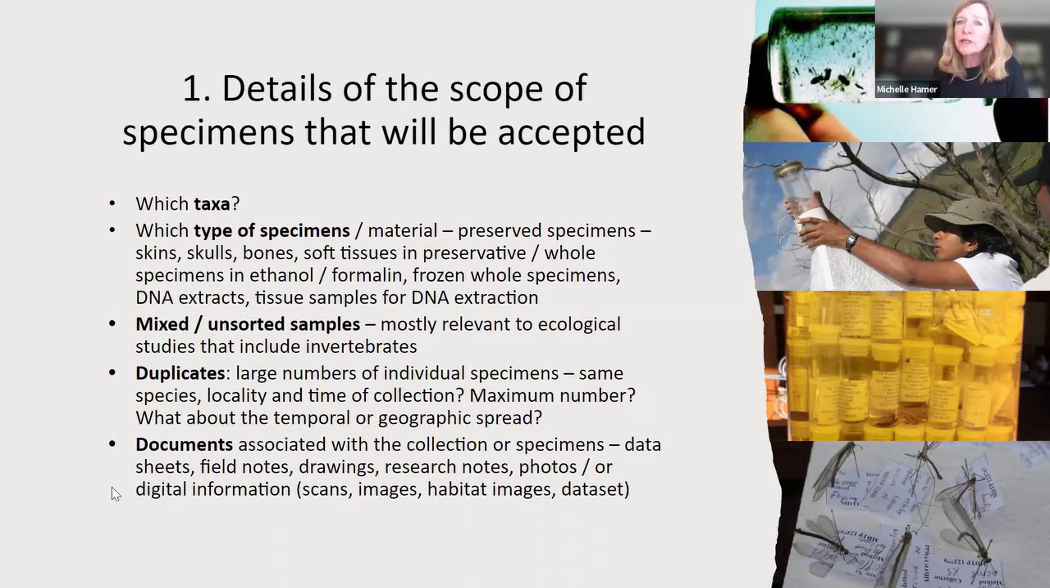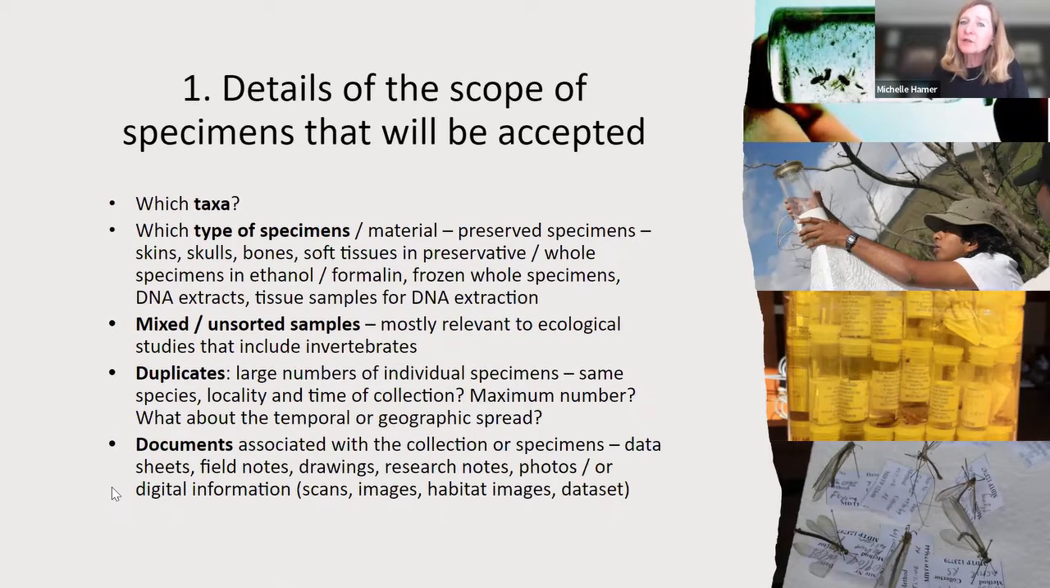So do you only take skins and bones and skulls, or do you take soft tissue, so the inside, the organs in a preservative? Do you take a whole specimen, so a fetus of an elephant in ethanol or formalin? Would you take that? Do you take frozen whole specimens? Do you take DNA extracts? Do you take tissue samples for DNA extraction? So you can see it's not just simple.